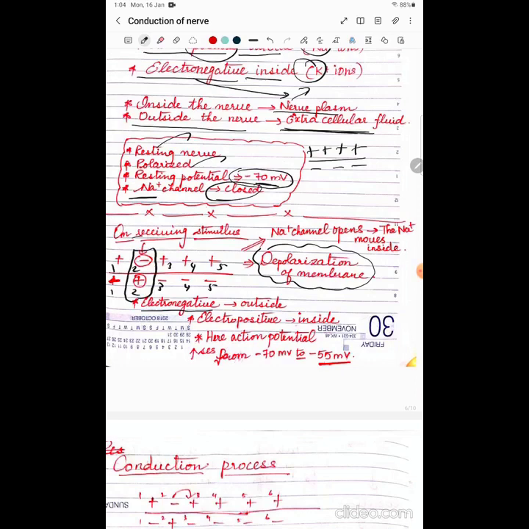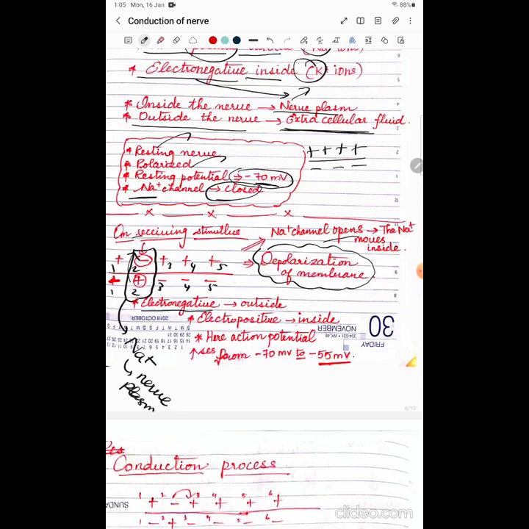So now the charges in the second position have been changed. The negative charge, the electronegative charge, is on the outer side and the electropositive charge is on the inner side. At the same time, due to this phenomenon, the sodium ion channel will open, and the sodium ions move into the nerve plasm. And now what will happen to the potassium ions? The potassium ions will move to the outer side, that is, to the extracellular fluid.